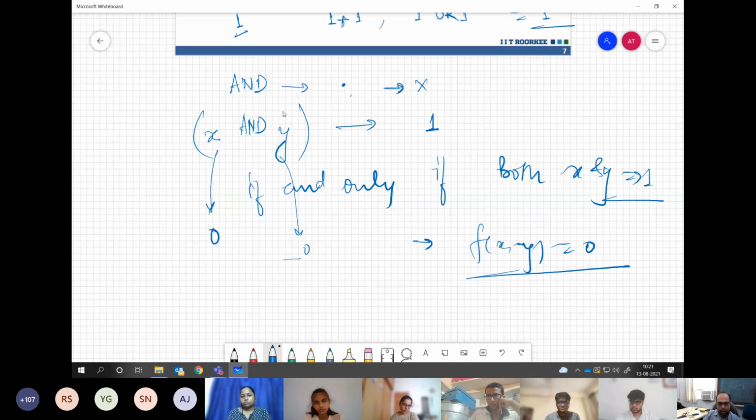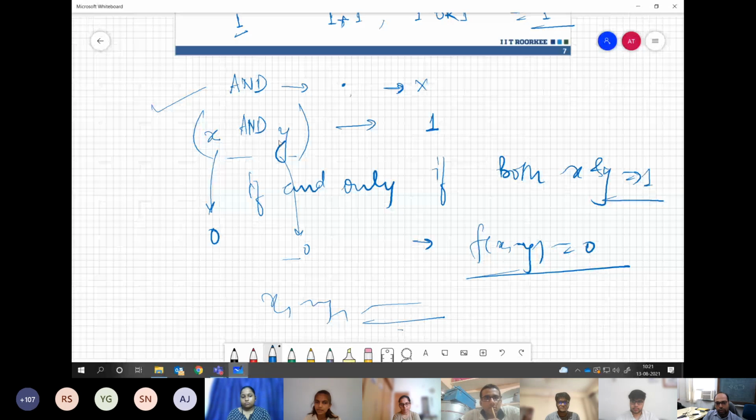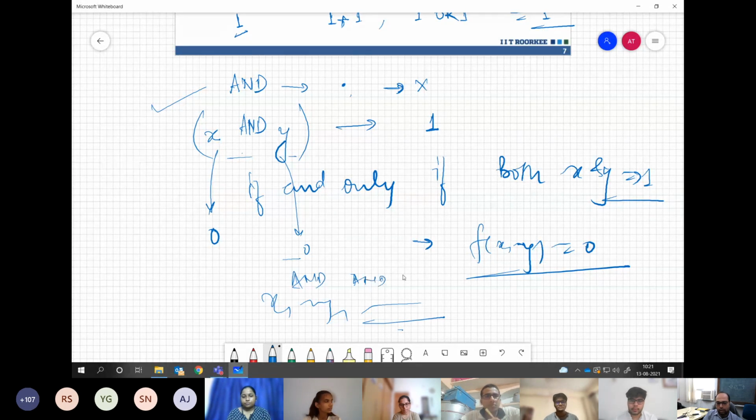This is the second operation which needs multiple inputs. There could be more. You can have x, y, z, etc. But the condition is the same. This operation of AND with all the inputs is going to be true only when all the inputs are true. This is the second operation which we will have.